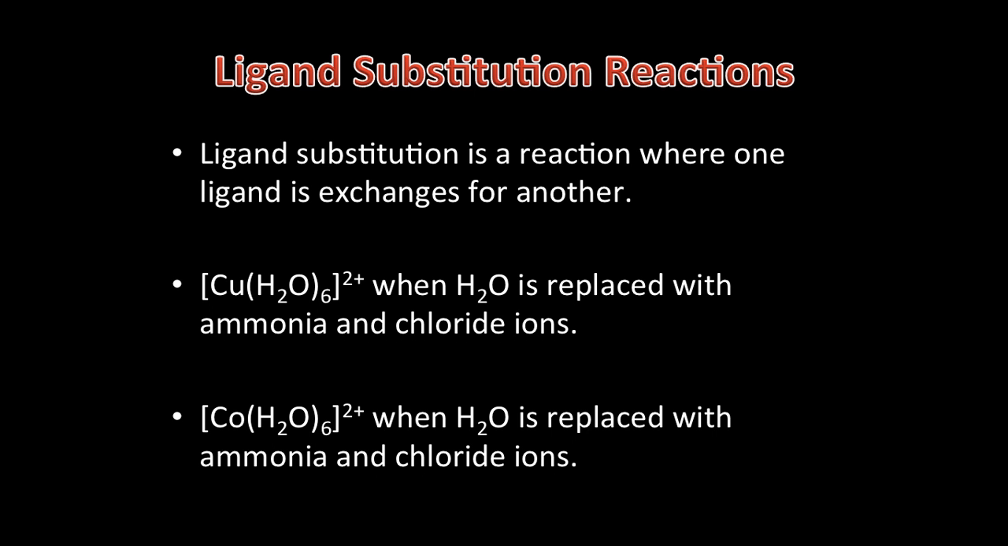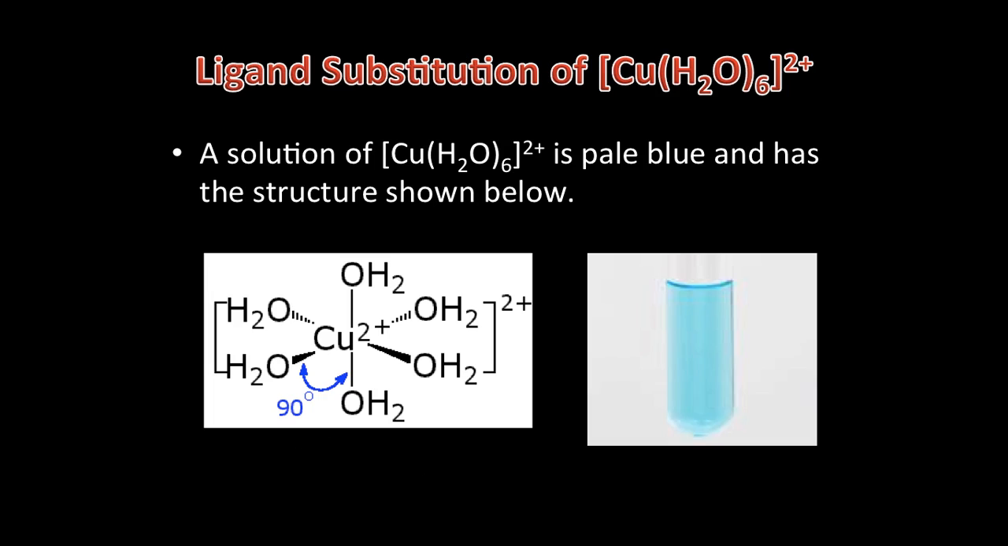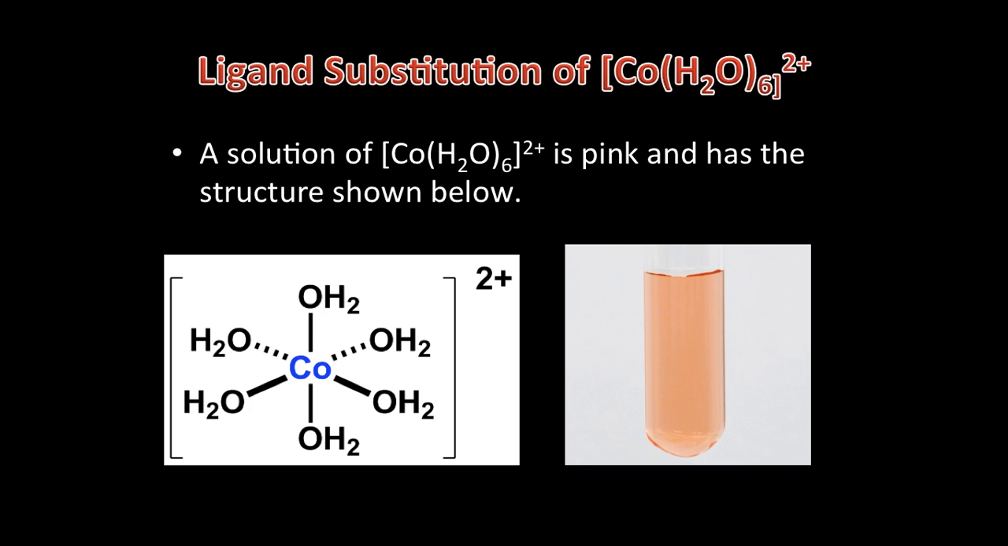So let's start with the definition of ligand substitution, which is a reaction in which one ligand in a complex ion is replaced by another ligand. You need to describe the reactions that occur as water ligands are replaced by ammonia and chloride ions in the copper and cobalt hexa-aqua ions. Looking at the copper hexa-aqua ion first, this complex has the expected structure of an octahedron with a bond angle of 90 degrees and a typical pale blue colour. The cobalt complex ion is similar in structure, shape and bond angle but is a pale pink coloured solution.